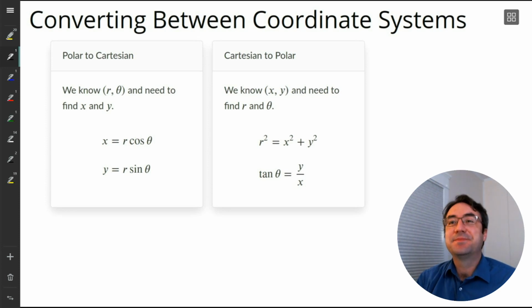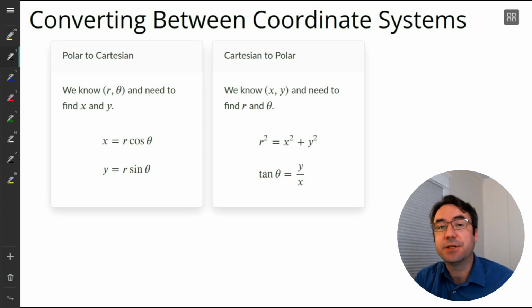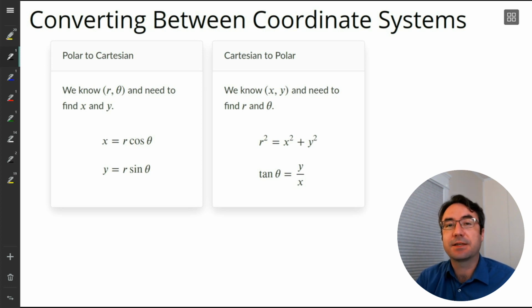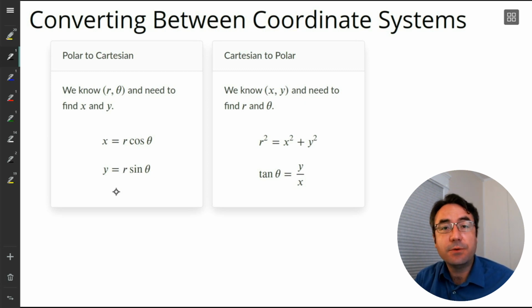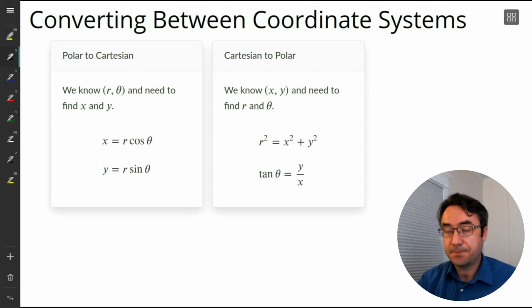All right, welcome everyone. Today, we're going to be looking at how to convert between polar and Cartesian coordinates. So last time we introduced the polar coordinate system, saw how to plot points there. Today, we're going to see how to convert back and forth between polar and Cartesian, our normal rectangular x and y coordinates. And we have a few formulas, a few equations that we use to help us with these conversions.